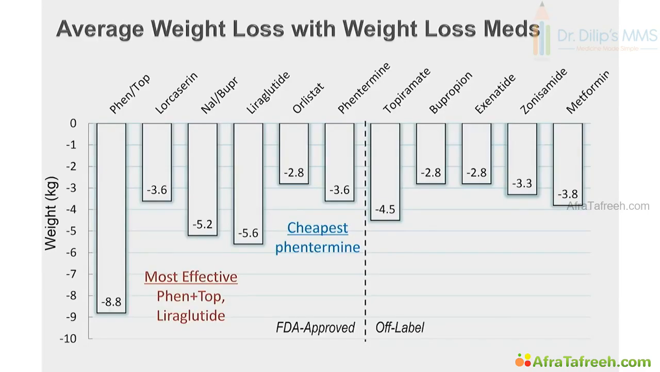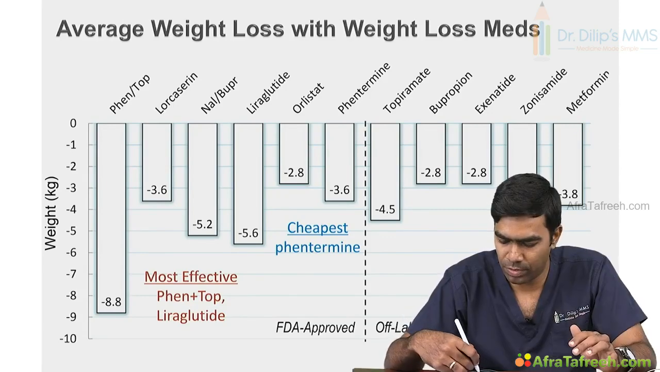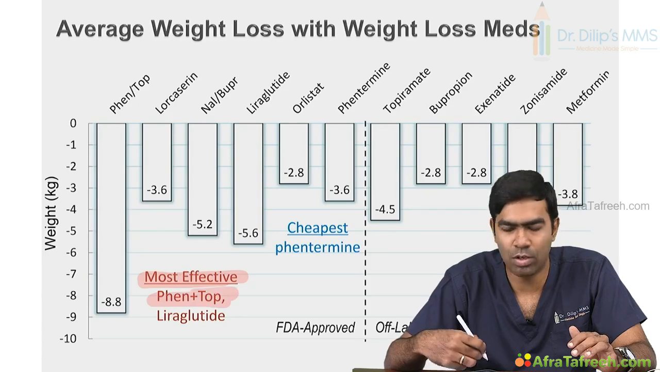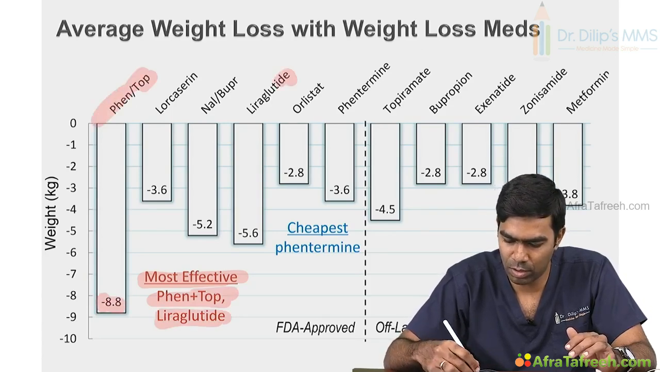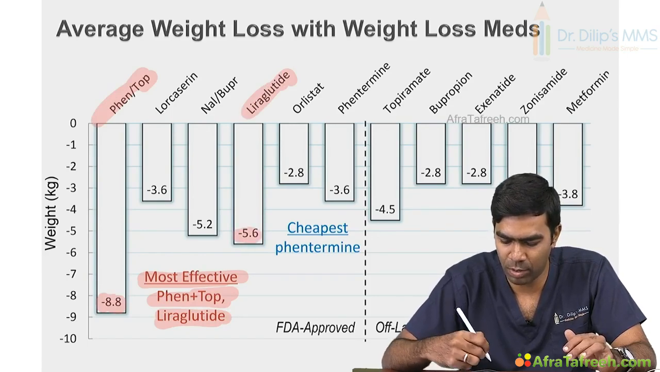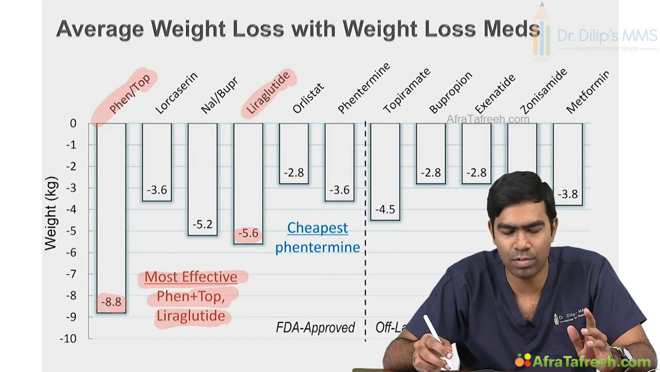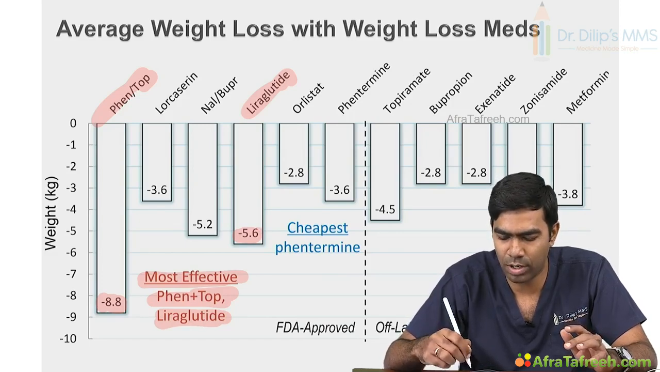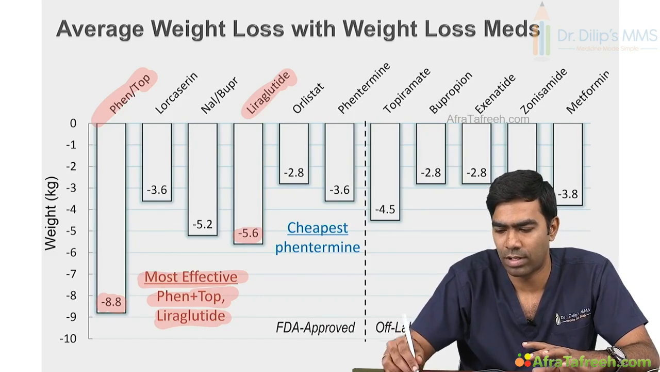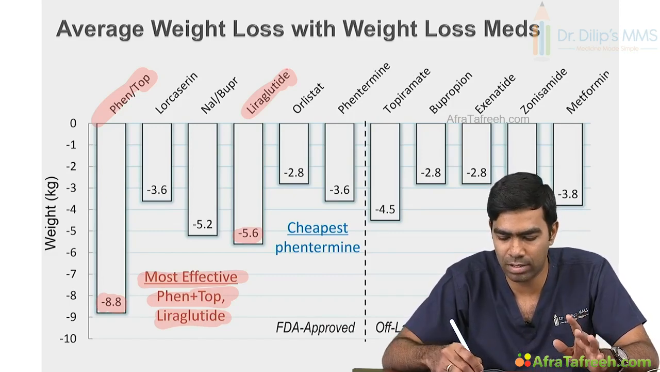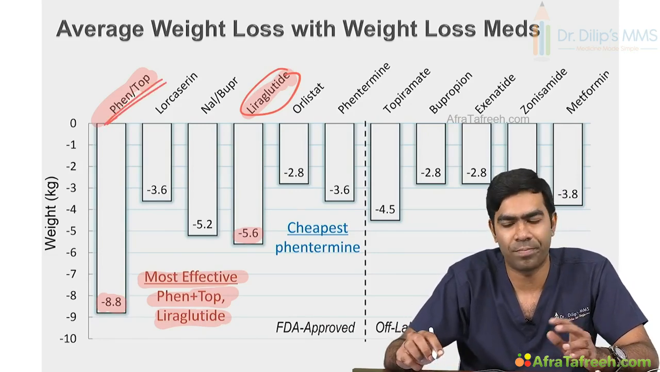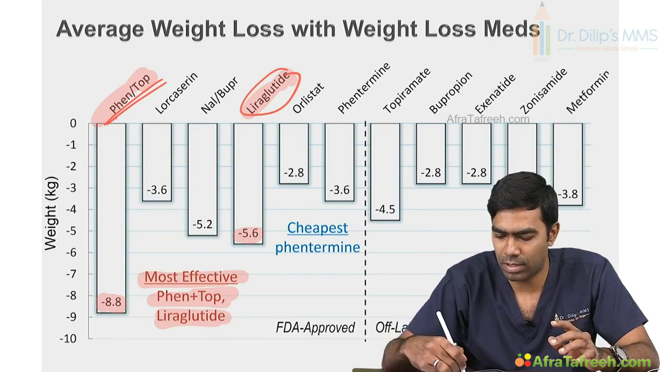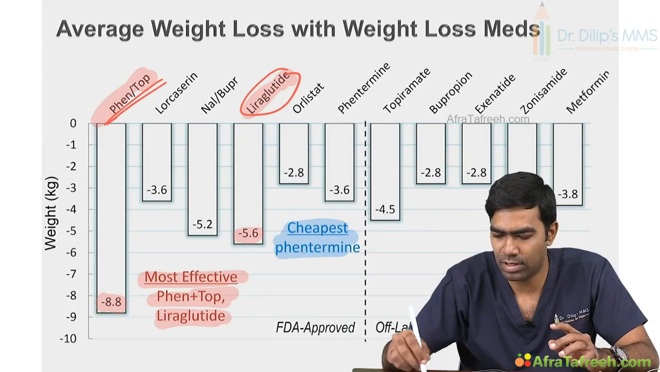This is a figure that will give you a very good idea of how much weight loss is produced by these drugs. You can see the most effective are the phentermine topiramate combination and liraglutide, which produce the maximum weight loss: approximately 8.8 kilograms in 3 months with phentermine topiramate, and 5.6 kilograms with liraglutide. The most effective single drug is liraglutide, and the overall best drug for producing weight loss is the phentermine topiramate combination. But the cheapest drug is phentermine alone.